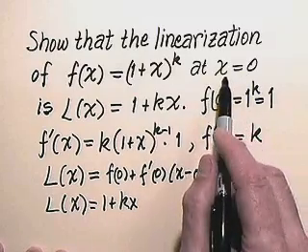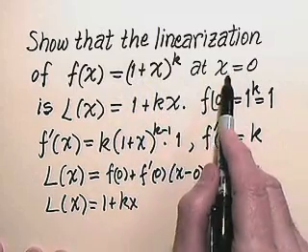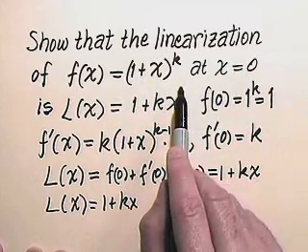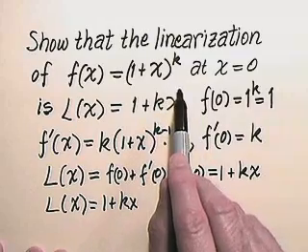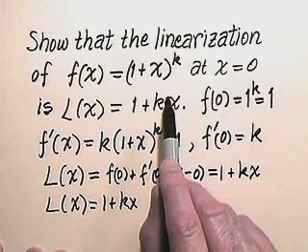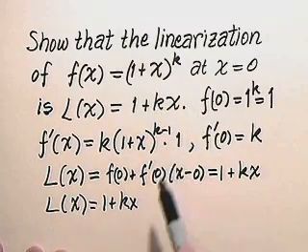In effect, what we've done by using 1 plus x here and doing this at x equals 0 is to take the center of the power function x to the k at x equals 1. So that would be the same thing as saying, okay, linearize f of x equals x to the k at the point x equals 1.